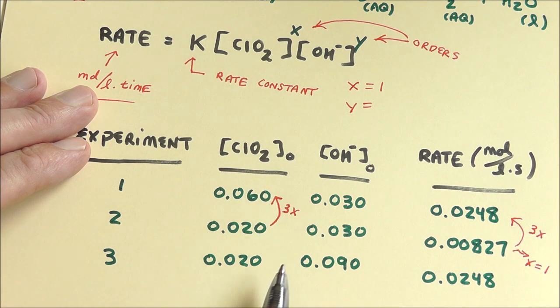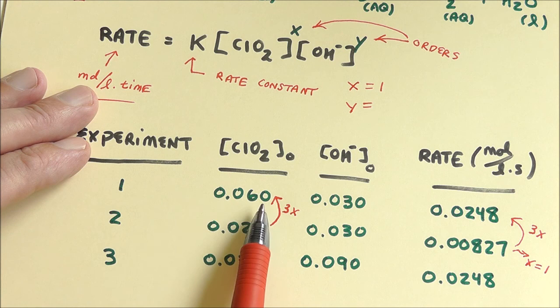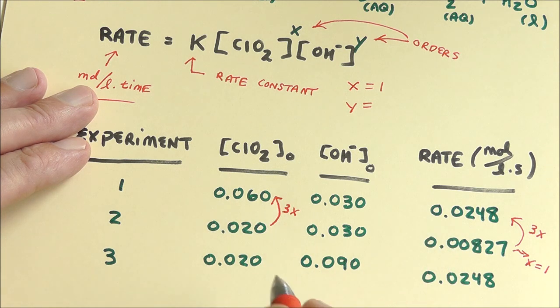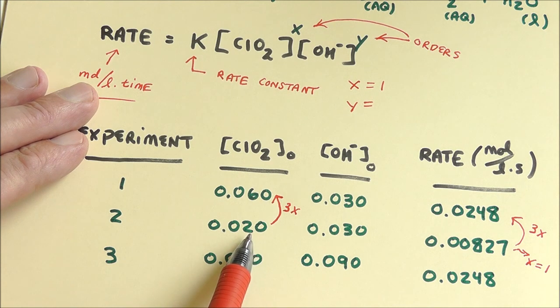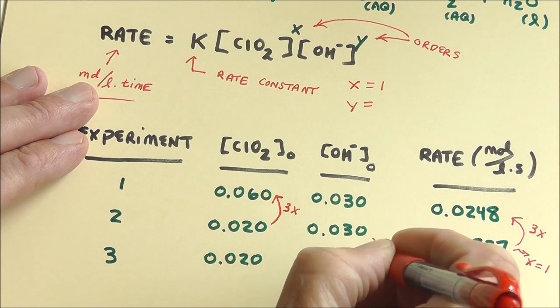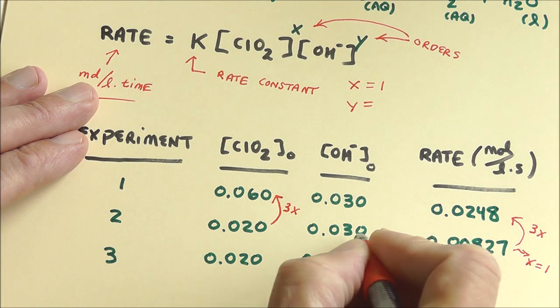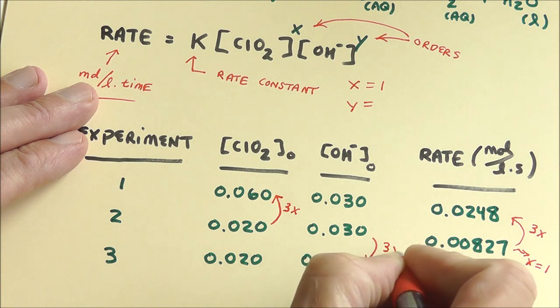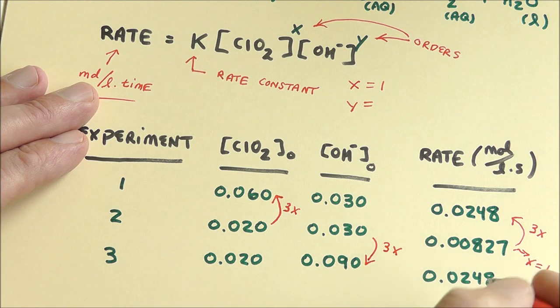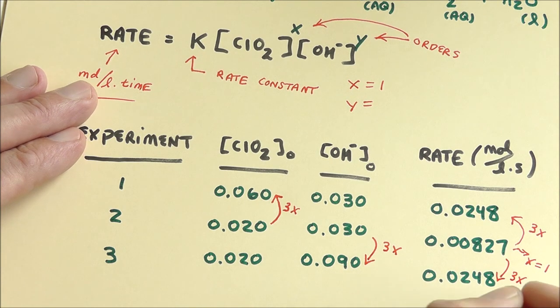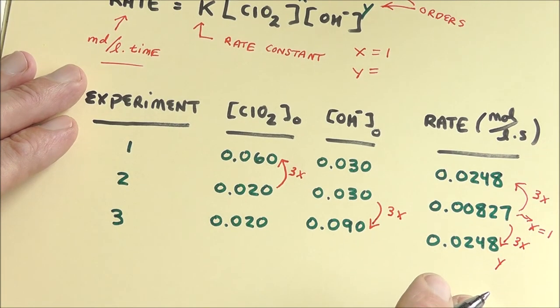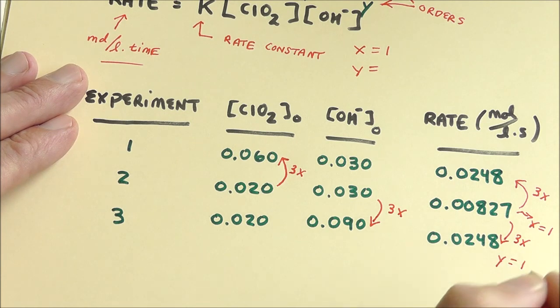Now I wouldn't want to look at experiments 1 and 3, because you've got two variables changing. But if I look at experiments 2 and 3, you can see that the concentration of ClO2 is constant. And I always like to think of things increasing. So if I go from 2 to 3, that's a threefold change. And what happened over here? Another threefold change. So now y did basically the same thing, and that is that y is 1.